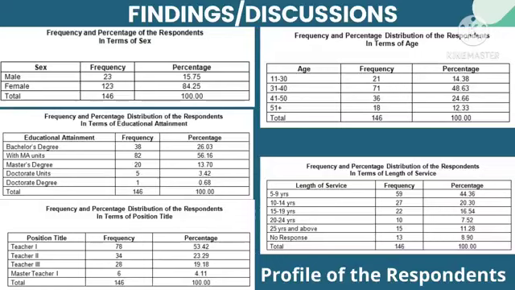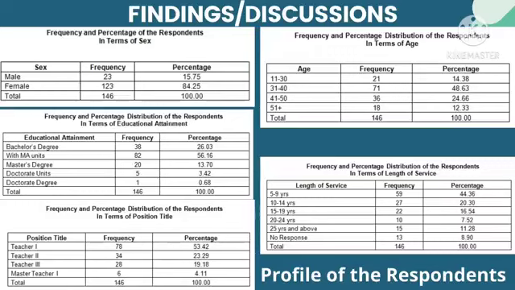Findings and discussions. For the profile of the respondents, there are 146 respondents in this study. There is predominance of the female gender at a frequency of 123. In terms of age, the highest frequency of 71 are 31 to 40 years old and the lowest frequency of 18 are 51 years old and above. The highest frequency in educational attainment is 82. They have been taking up graduate studies and the lowest frequency of 1 has earned a doctorate degree.